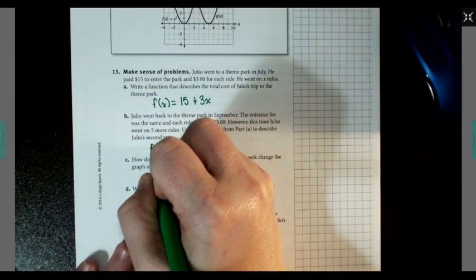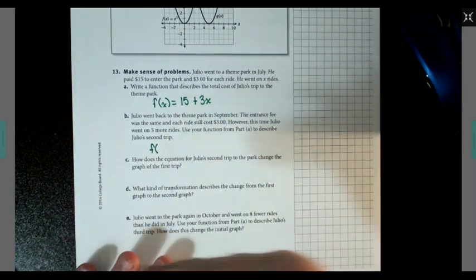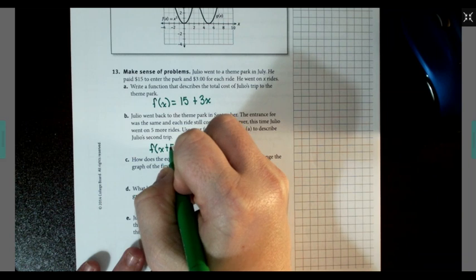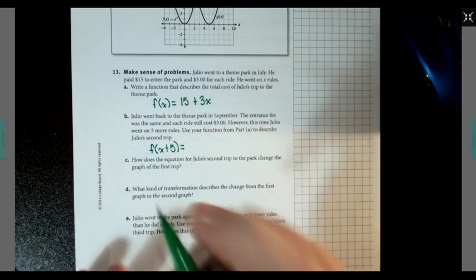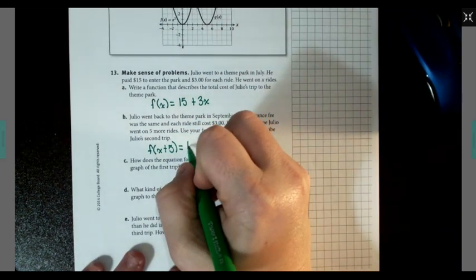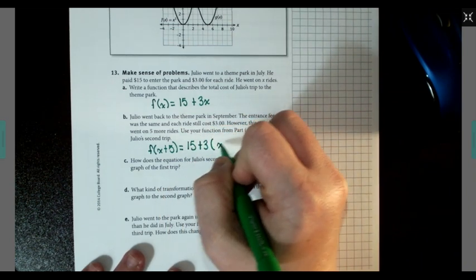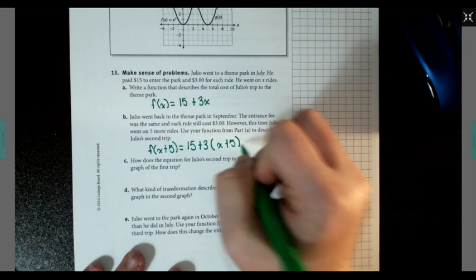Well, this time, it's not x, it's x plus 5. So we're going to do x plus 5 in place of x. So it's going to be 15 plus 3, and instead of x, we're going to put x plus 5.